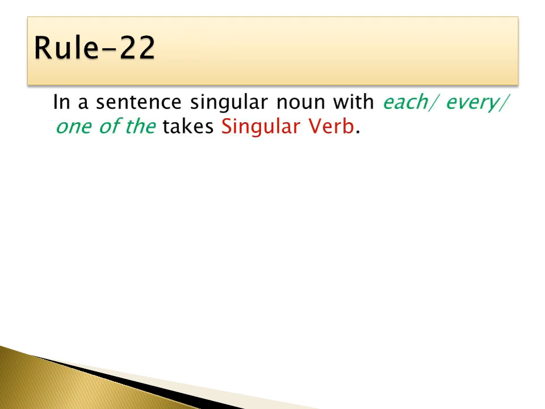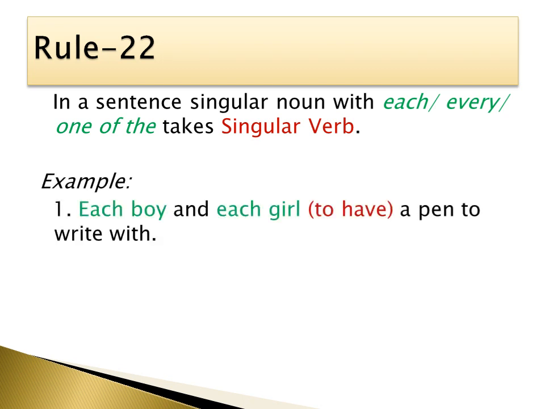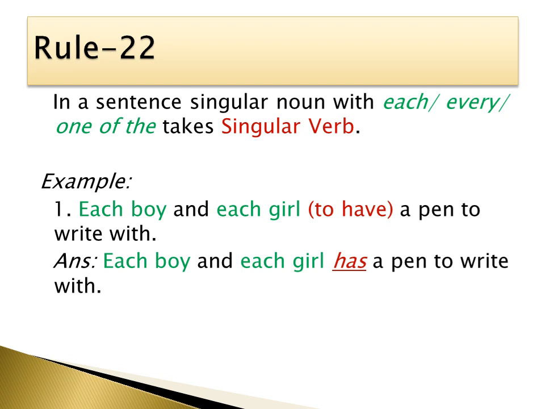Rule number 22. In a sentence, singular noun with each or every or the phrase one of the takes singular verb. Let us see the example. Each boy and each girl, the verb to have, is given a pen to write with. Boy and girl, both nouns are in singular form. So let us see what will be the answer. Each boy and each girl has a pen to write with.